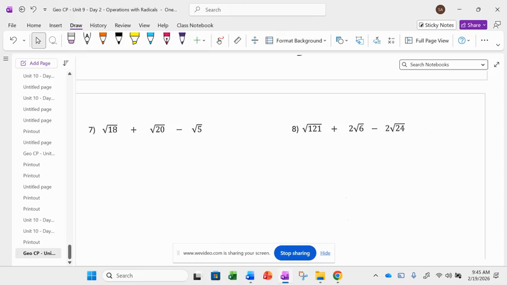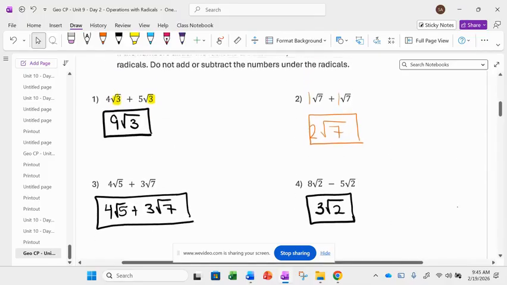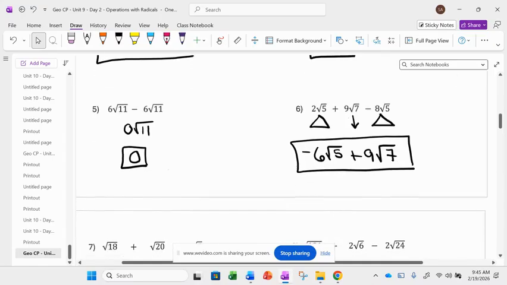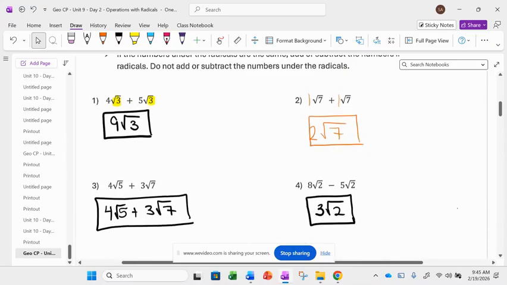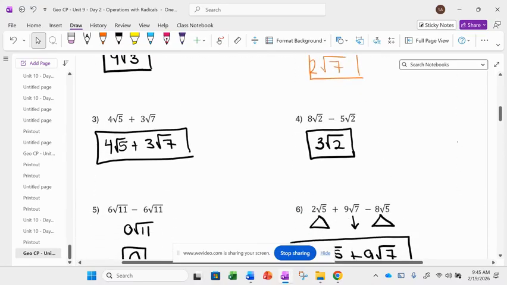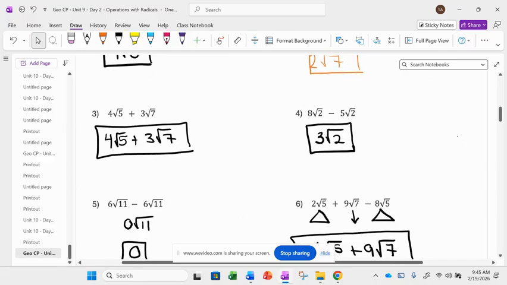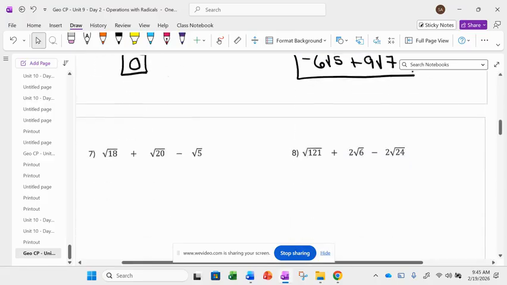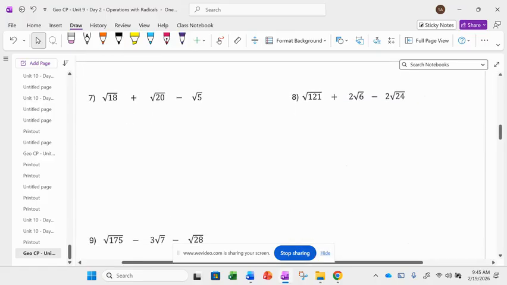My question is, right now I cannot add them as they are because they all have different numbers underneath the radical. But like, for example, in number 3, I couldn't add them because they didn't have the same number underneath and there was nothing I could do. So I just rewrote it and said, this is completely simplified. But in number 7, it's a little bit different. I can't just write, this is completely simplified. Why not?